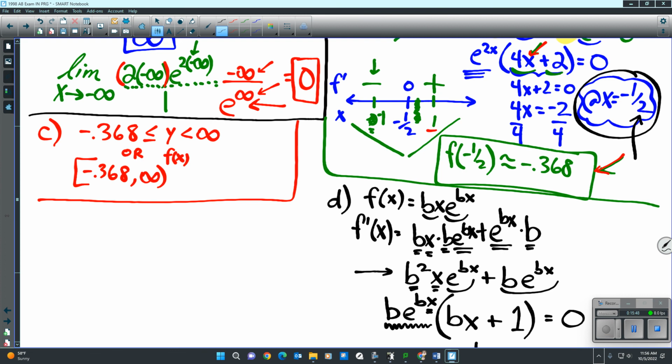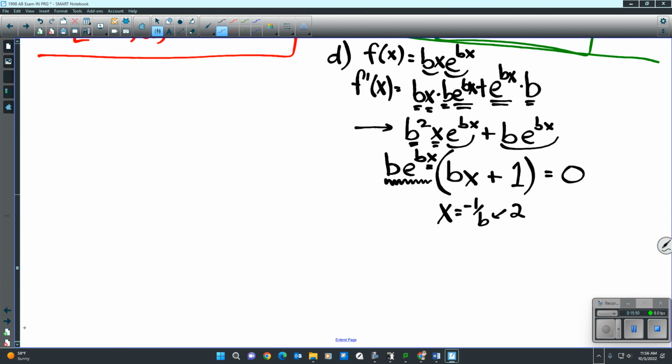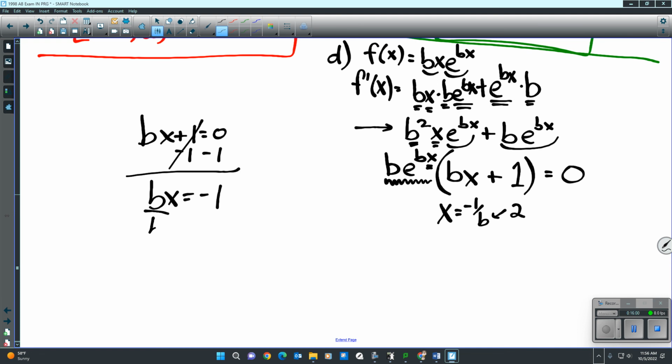If you need to see this algebra work done, I'll do it over here. I have bx plus 1 equals 0. I subtract 1, so I got bx equals negative 1. Then I divide by b. Bam, divide by b. This is the place right there where my minimum occurs. We know it's a minimum because we know what the graph looks like. It kind of comes down like this, comes down, and comes up forever. There is our minimum.